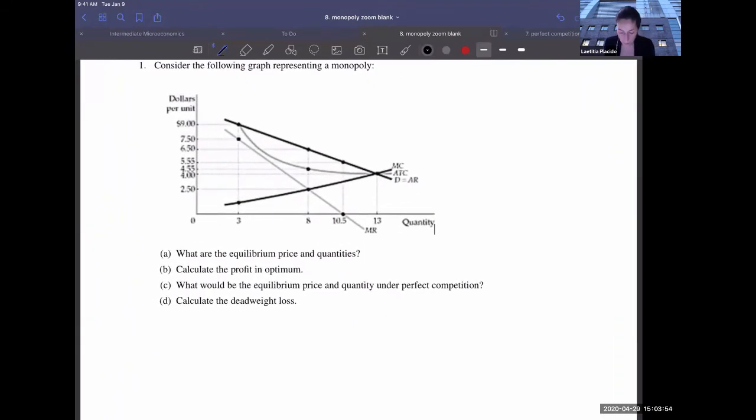Here we have a graph representing a monopolist. The questions are: what are the equilibrium price and quantity? Calculate the profit at the optimum. What would be the equilibrium price and quantity under perfect competition? And calculate the daily loss.